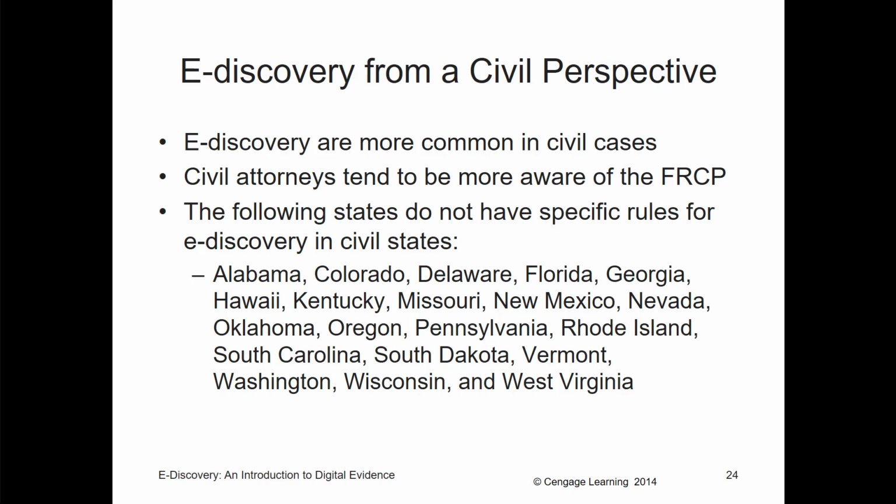Colorado, Delaware, Florida, Georgia, Hawaii, Kentucky, Missouri, New Mexico, Nevada, Oklahoma, Oregon, Pennsylvania, Rhode Island, South Carolina, South Dakota, Vermont, Washington, Wisconsin, and West Virginia. Notice North Dakota and North Carolina weren't listed, only the South ones. That's kind of interesting. They don't have specific rules for e-discovery as of the writing of our text, though I believe many of these states actually have current legislation in the works.